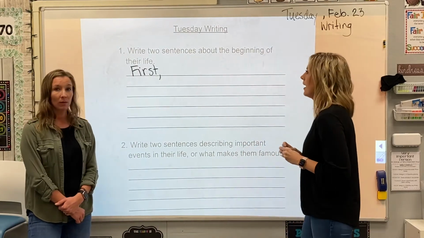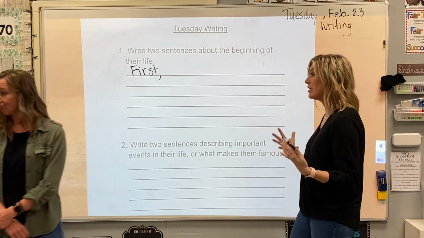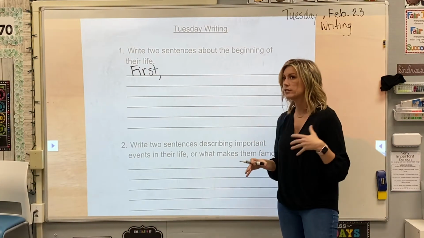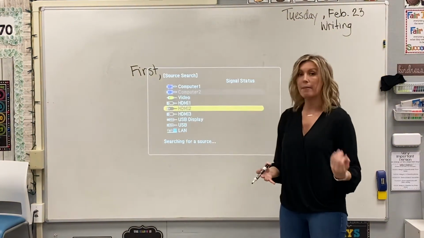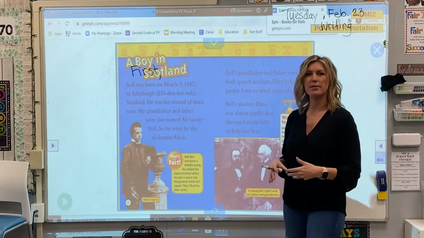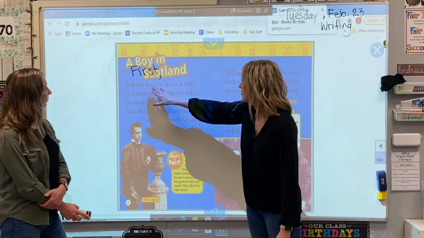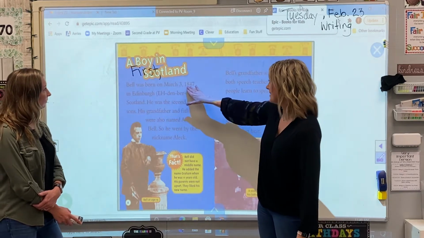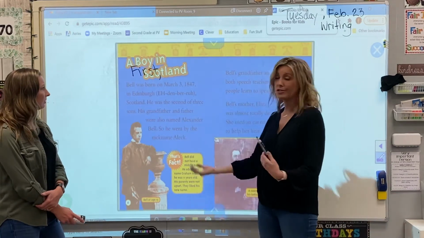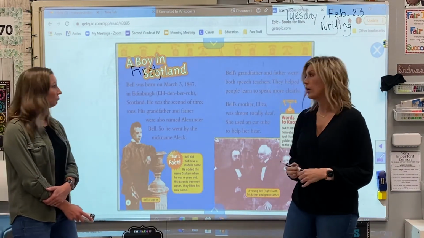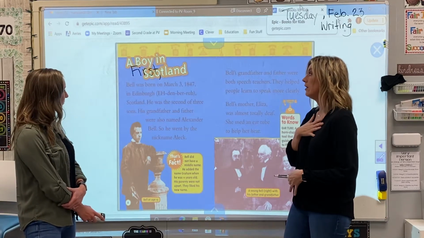Remember that. Okay, so first, and now I'm going to have to go into the book that we were researching and figure out something that happened at the beginning of Alexander Graham Bell's life, and that might be when and where he was born. It might be just an event from his childhood. Oh, look at this. Right at the beginning, it tells us that he was born on March 3rd, 1847 in Edinburgh, Scotland. I might just shorten it to Scotland if I wanted to. So that would probably be my first sentence, talking about when and where the person was born.